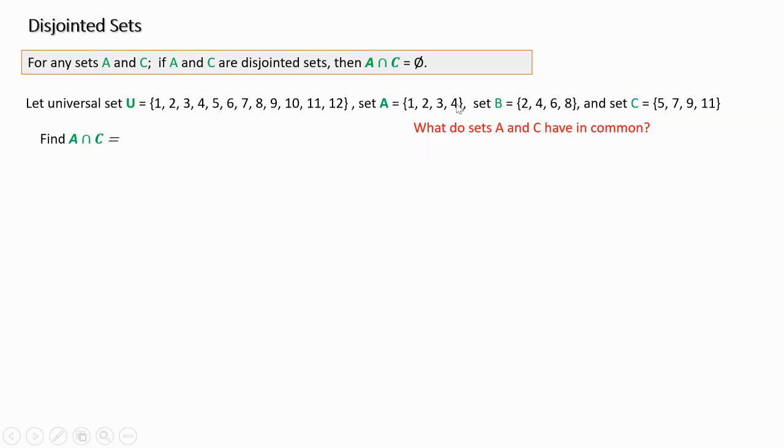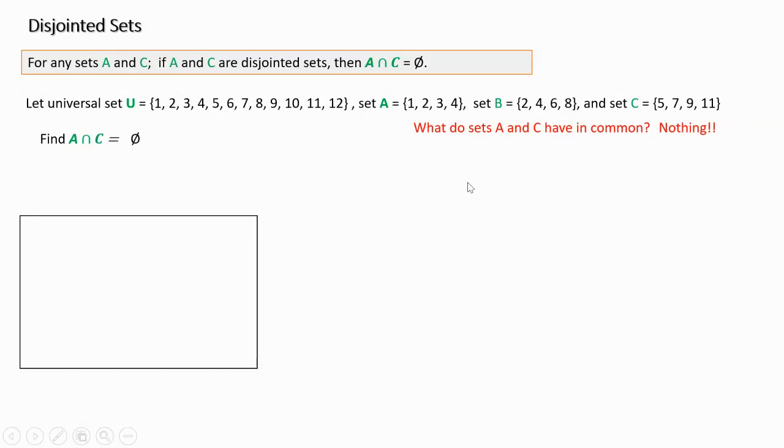What do the sets have in common? They don't have anything in common, so it'll be the empty set. Nothing, right? Empty set, which means they do not intersect at all. That's set A, and here's my set C.